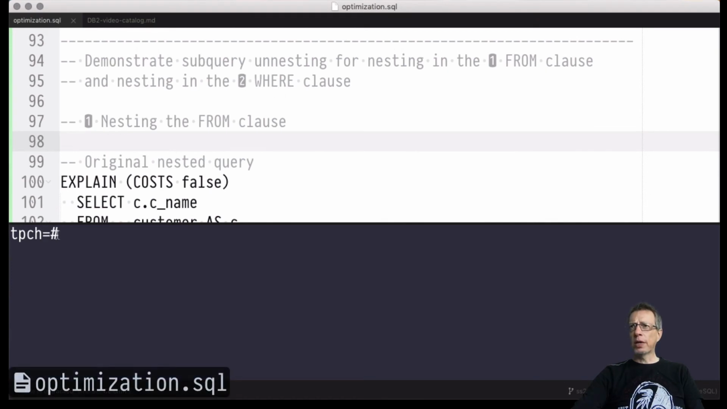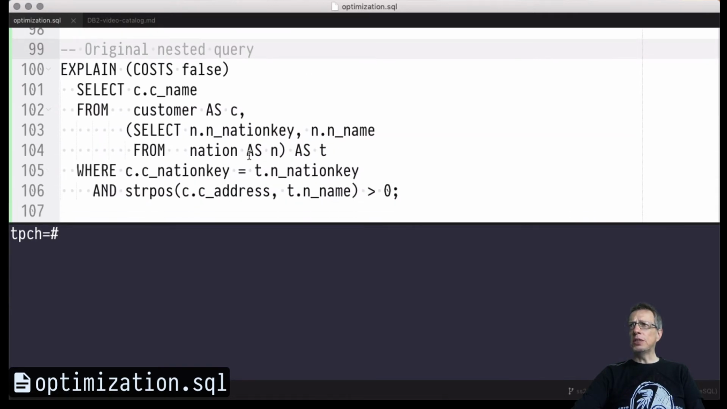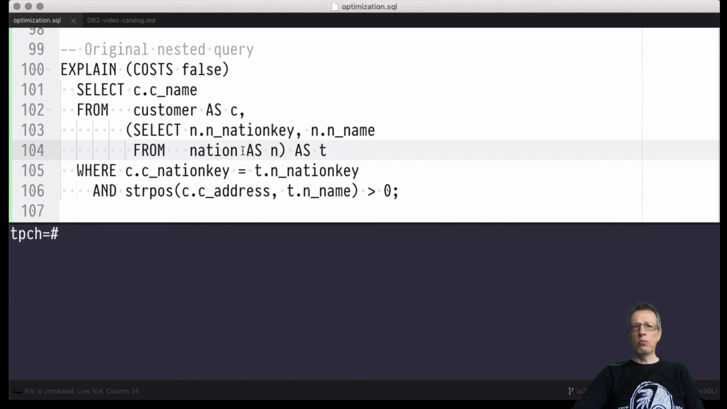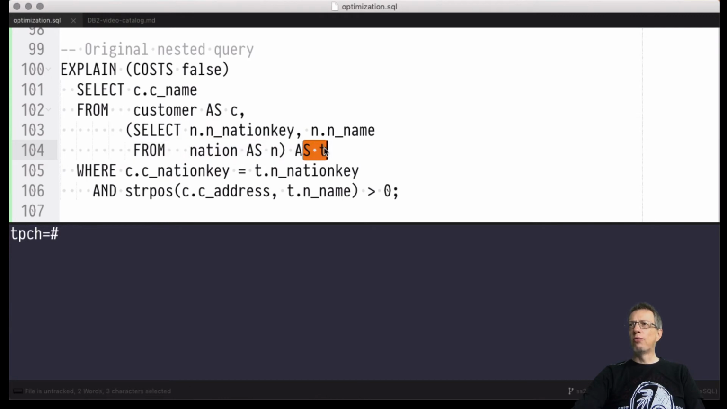Okay, so here we are again. We are talking to our TPCH database here. What I've brought with me is the very first query that uses nesting in the from clause. Here's a subquery that talks to the nation table, and the parentheses suggest that we first evaluate this query, name the intermediate result T, and then perform the join with customer.